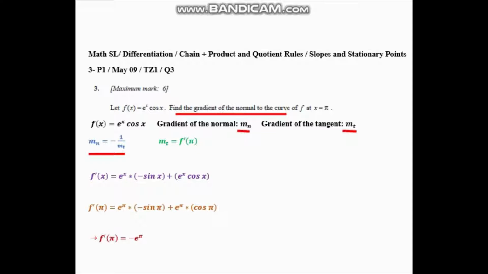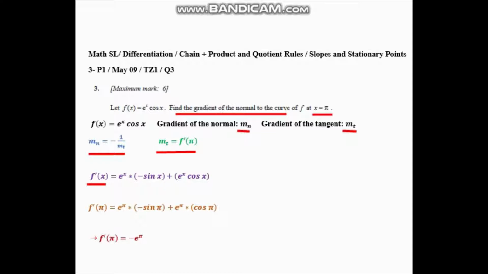Now, mt, the slope of the tangent, is found by differentiating the function and substituting with the required variable, as we did before. So in order to find mt, I'm going to have to find f dash of pi, which means that first I'm going to have to find f dash of x. This is the sequence or the logic with which you have to approach this question. I need the gradient of the normal, so I need to first find the gradient of the tangent, so I need to first differentiate and then plug in the required value, which is x equals pi.